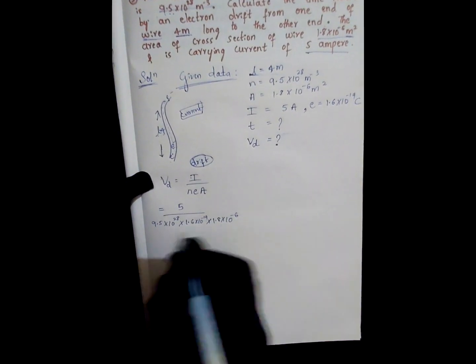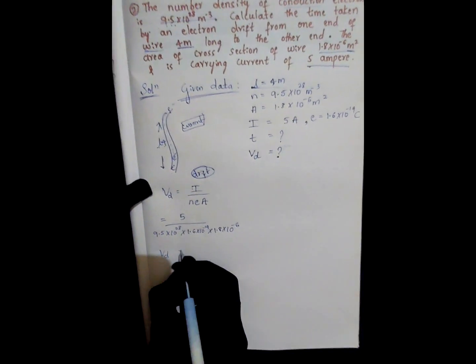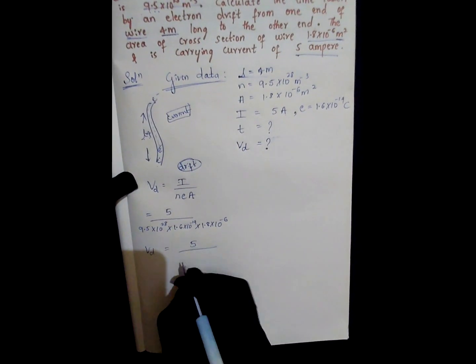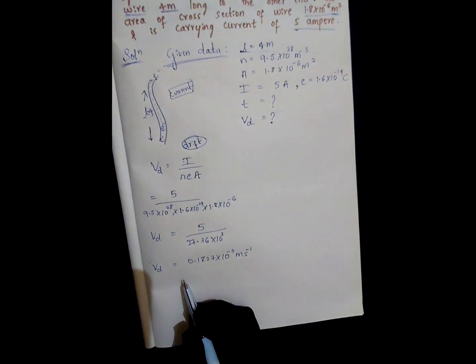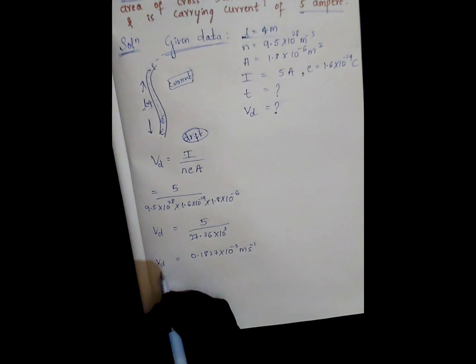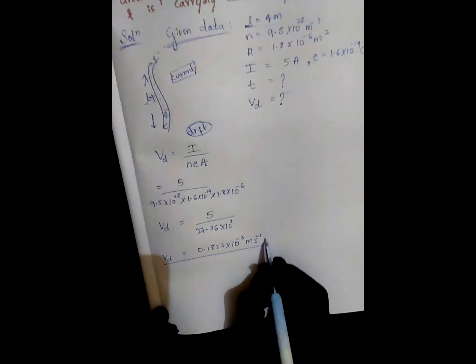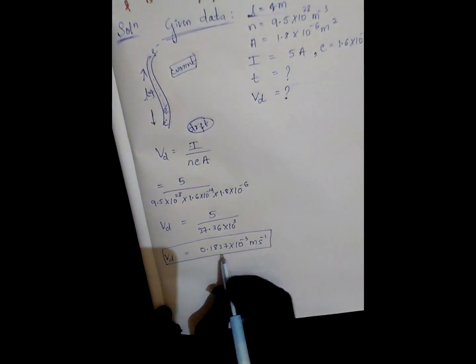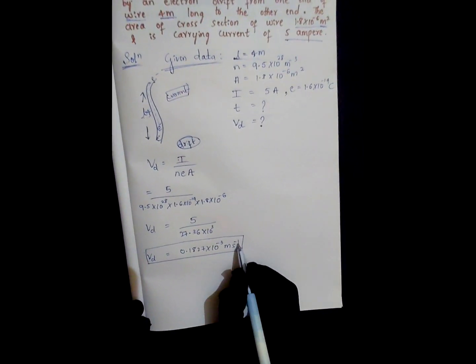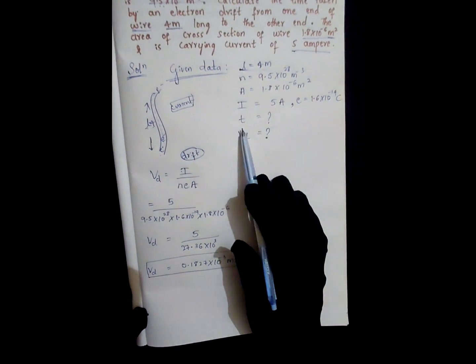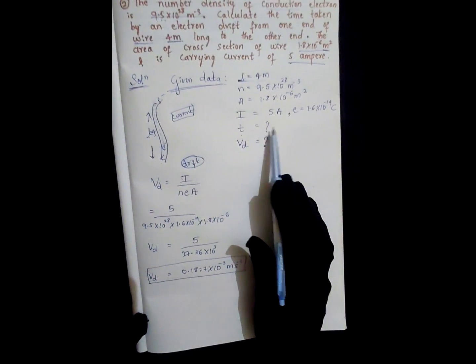After simplification, we get the value of drift velocity, Vd equal to 0.1827 × 10^-3 meter per second. But in our question we need to find the time also. Time equals question mark.